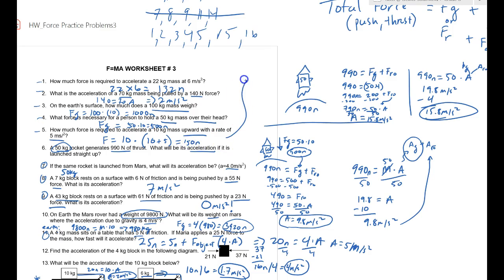If we break this down, it would be the 10 kilograms times 10 meters per second squared for the force due to gravity, and the 10 kilograms times 5 meters per second squared for how quickly I wanted to accelerate, which brings us to a total of 150.